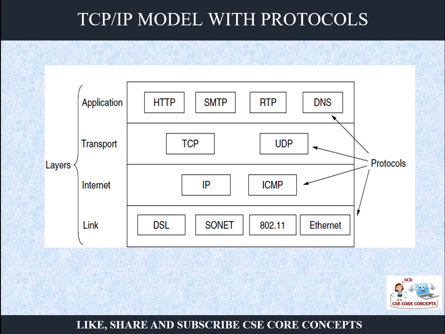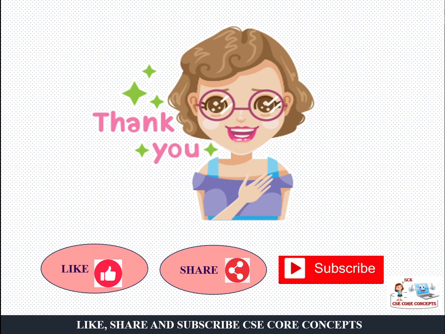Ethernet is used for LAN communication. So establishing the link or the networking and passing the data through the physical bits is done in this link layer. So I hope you understood. This was a very brief discussion about the TCP/IP reference model.